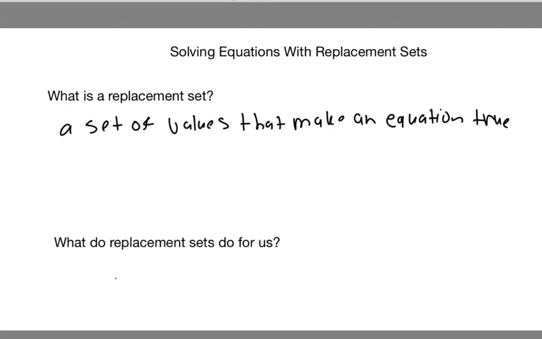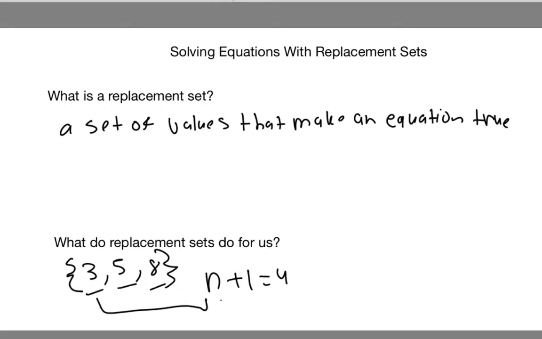So replacement sets, I'm just going to model a replacement set for you guys. It could look something like this: 3, 5, 8. And then suppose we have an equation that says n plus 1 equals 4. And what does n equal? In this replacement set, we can choose one of these values that would satisfy this equation. In this case, the value that would satisfy the equation and make it true would be the number 3, because 3 plus 1 equals 4, 4 equals 4, and that's true.